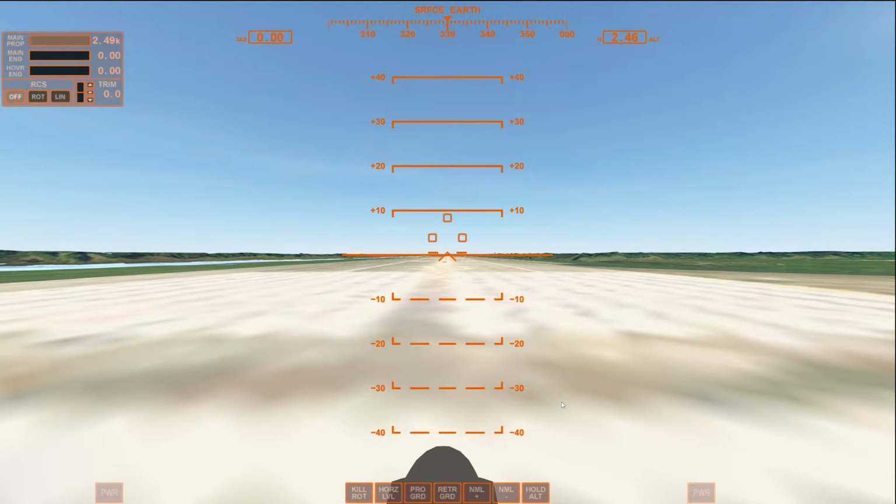What else? Okay. And what are these 1, 2, 3? This is just basically your gear. It's telling me that all 3 gears are down at this particular moment. When the gear goes up, all these will go away. They'll actually flash. So watch it.